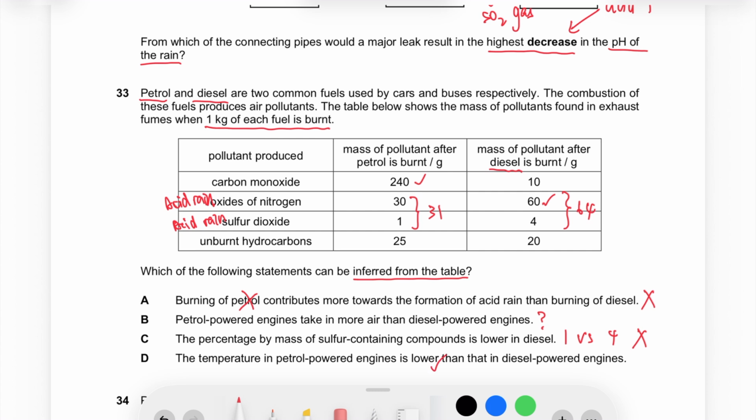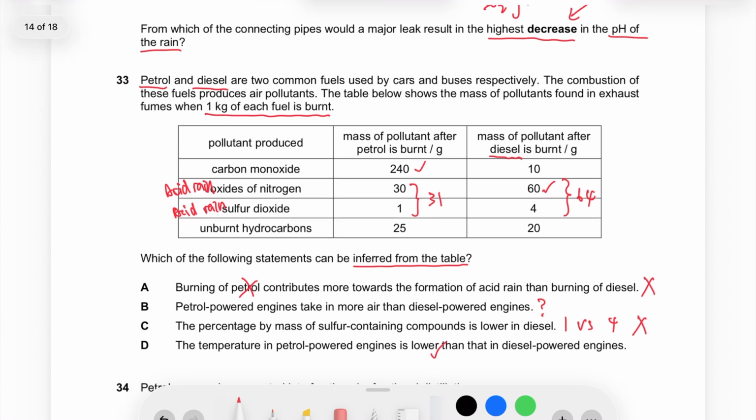It's true. How you can tell is from the NO, oxide of nitrogen, so it's 30 versus 60. Since burning diesel will produce more NO or NO2, it means the temperature is higher. So this temperature is actually higher, so it's true. So B we will know. B will be maybe true, maybe false. But D definitely is true. So D is good.